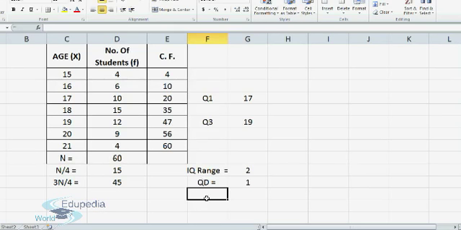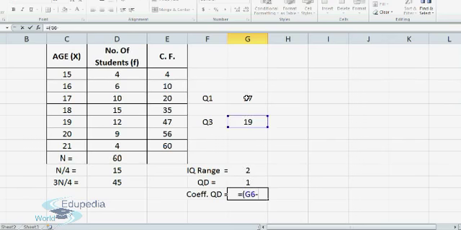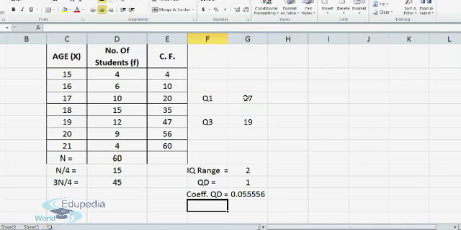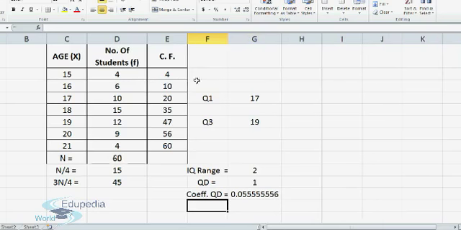And the coefficient of quartile deviation will be equal to Q3 minus Q1, which is 2, divided by Q3 plus Q1, which is 0.0556. Okay. In the same way, we can find the percentile deviations as well.